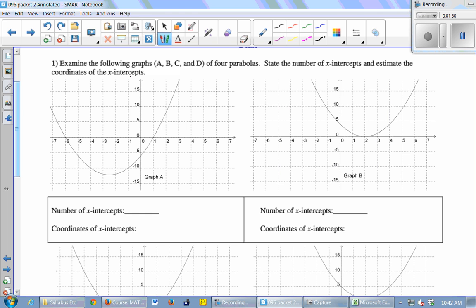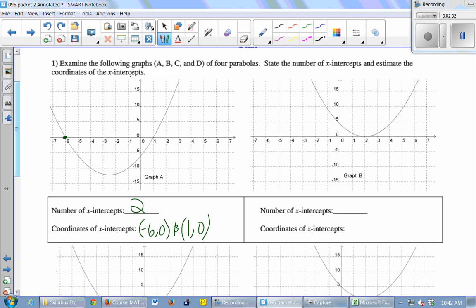So I want to state the number of x-intercepts and estimate the coordinates of the x-intercepts. So for this graph A, how many x-intercepts does it have? 2. And what are their coordinates? Yeah, but if I ask for the coordinates of a point, there's actually 2 coordinates, an x and a y. -6, 0. And the other one is at 1, 0. Good.